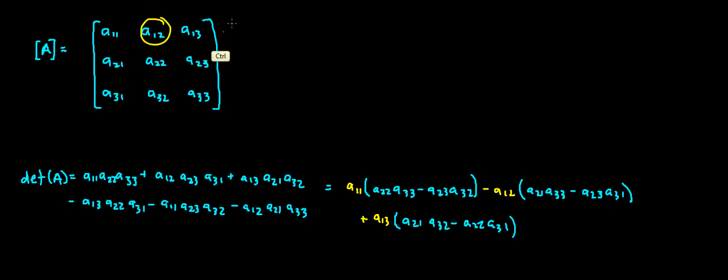If you were to do the last one, I may as well do the last one. Factor out A13, so here's A13, here's A13, factor this out, A21, A32, A22, A31. Another 2 by 2 matrix. It's being multiplied by A13. So this is where this comes from.